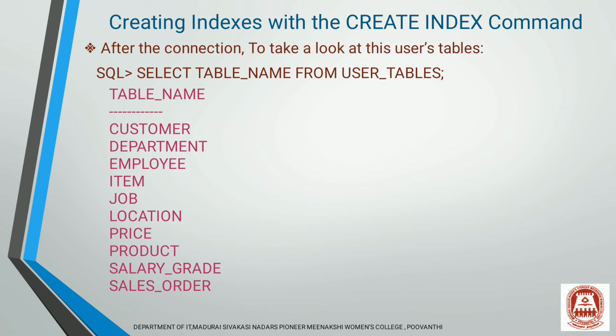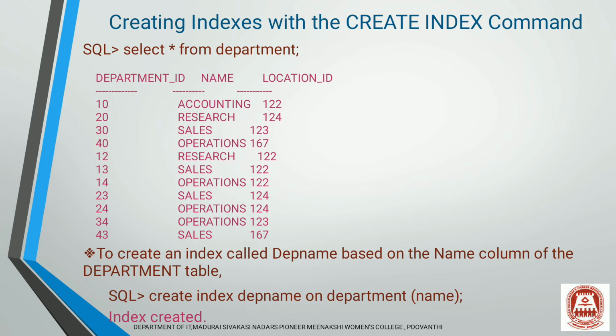So here I have a list of tables which are already created and stored in this system. Note that the table names are listed here: customer is a table, department is a table. The entire list of table names is shown here. Note that I'm going to get the content of one particular table, the department table. Department ID, name, and location ID are the attributes available in that table.